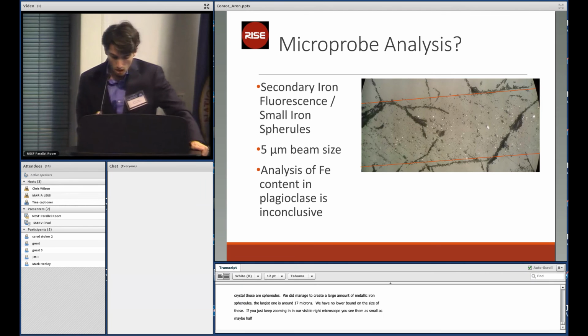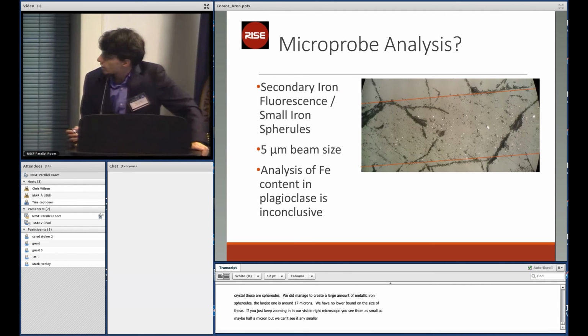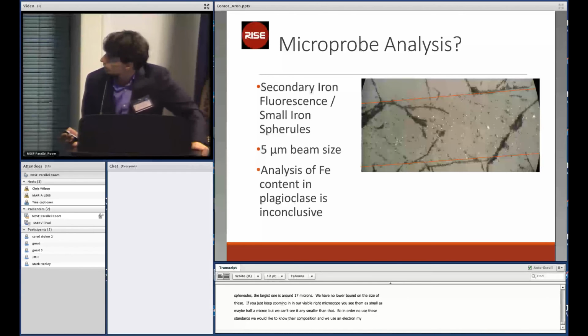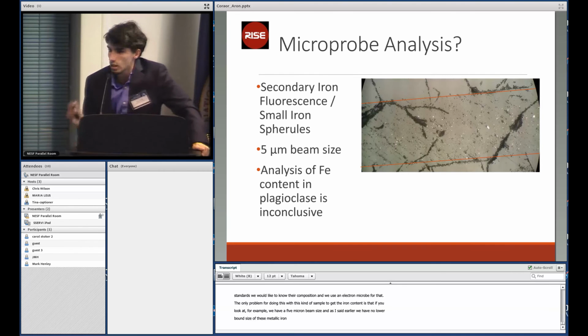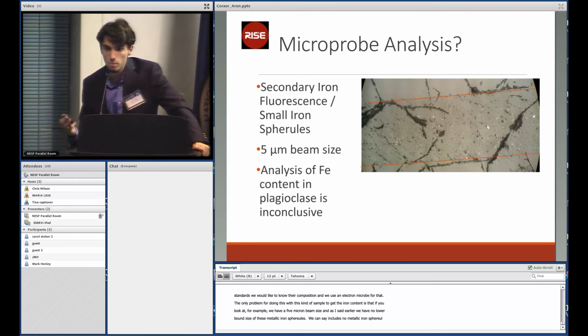So in order to use these as standards, we'd like to know their composition, and we typically use an electron microprobe for that. The only problem with doing that for this kind of a sample, to get, for example, the iron content, is that we have a 5-micron beam size. And as I said earlier, we have no lower bound on the size of these metallic iron spherules. So we can't really pick one 5-micron diameter spot on our sample which we can definitively say includes no metallic iron spherules, which then, if we took an analysis there, that analysis wouldn't be representative of the true dissolved iron content of the plagioclase crystal itself.